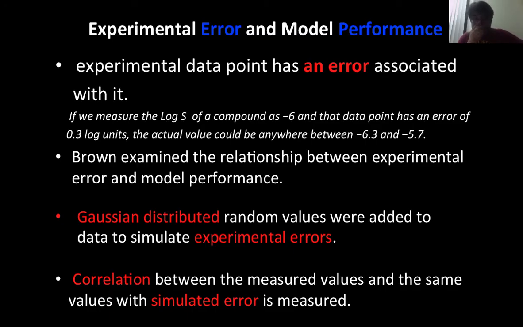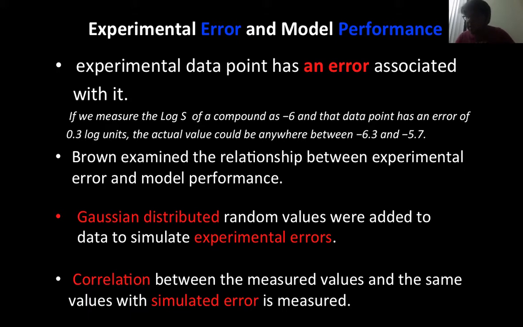There is also experimental error to consider with model performance. Experimental data points, like the solubility, always have an error associated with them. If the log S of a compound is -6 and the data point has an error of about 0.3 or 0.25 log units, the actual value should be in the range between -6.3 and -5.7.